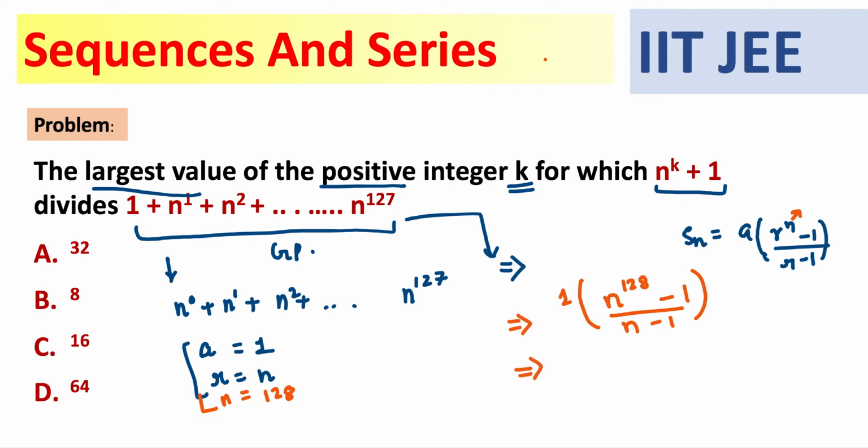Now can we write n to the power 128 minus 1 as n to the power 64 whole square minus 1 whole square, upon n minus 1? We can write it like this. 128, we can write as n to the power 64 whole square. So now just apply a square minus b square in the numerator.